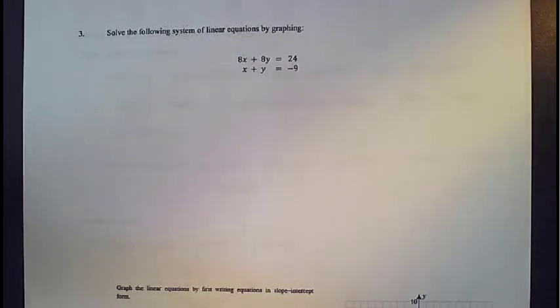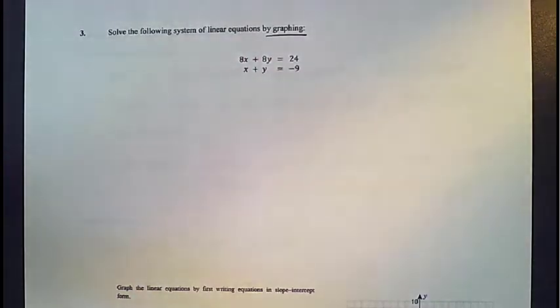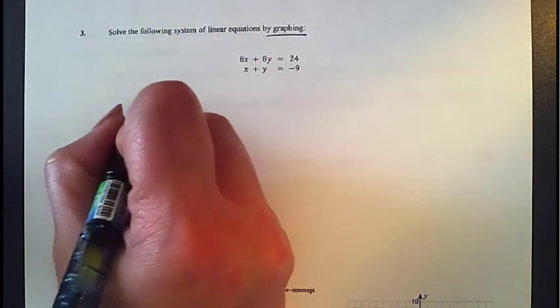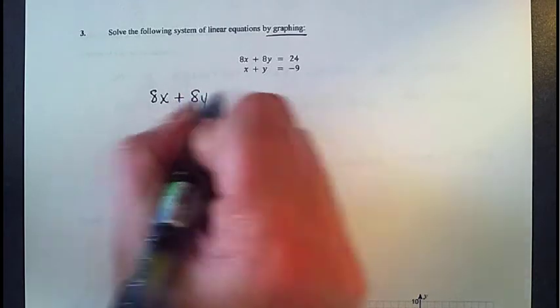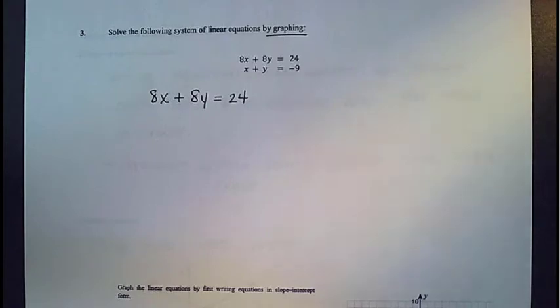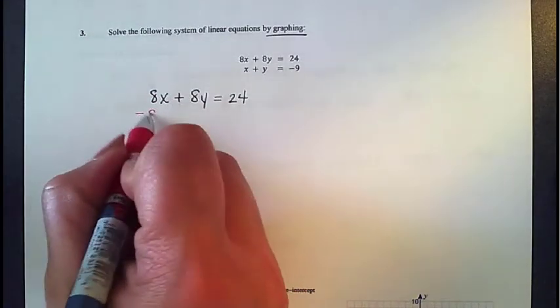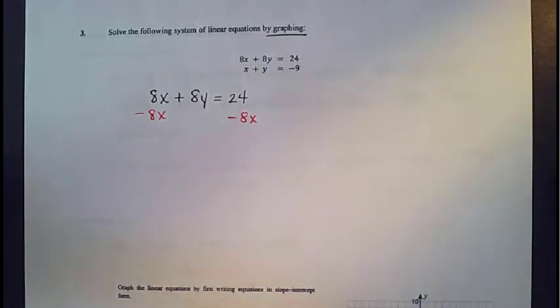So again, for our final example here, we're going to solve these two lines by graphing. So we need to take each one of them individually and solve them for y. So we've got 8x plus 8y equals 24. We should get really used to this. We're going to again subtract our 8x, moving our x out of our way, so we get our y by itself on the left-hand side.